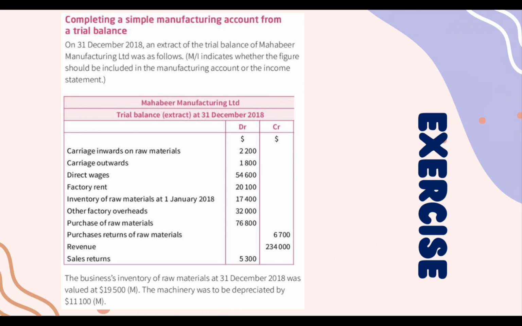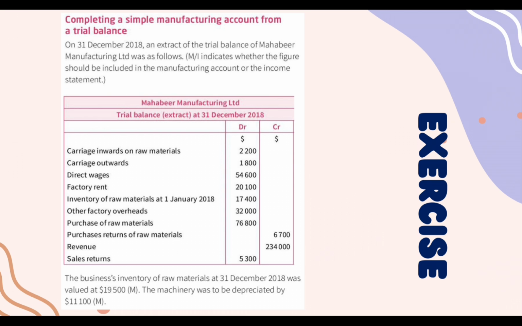MRI manufacturing account or income statement indicates whether the figure should be included in the manufacturing account or in the income statement. Or they had provided that, but I removed it. So let's go through the manufacturing account and we'll decide what will go where.